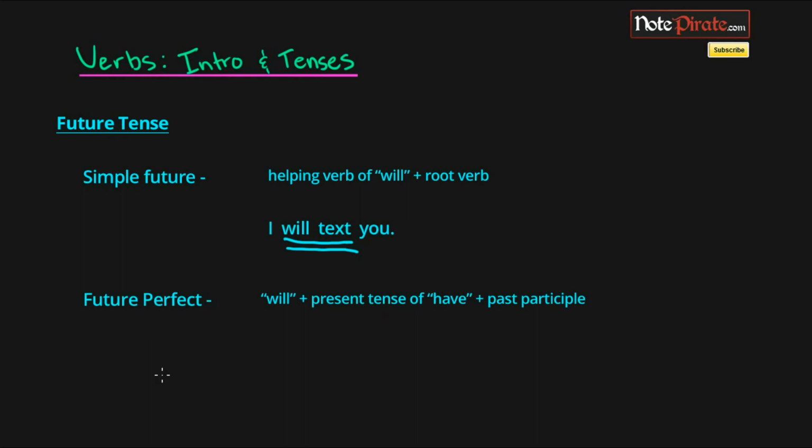So how do we form the future perfect? Well, we have the helping verb will, the present tense of, for example, have, and our past participle. So, for example, I will have texted you the address by the time you leave. Will have texted is our verb here. We have our helping verb, we have our present tense, and we have our past participle.